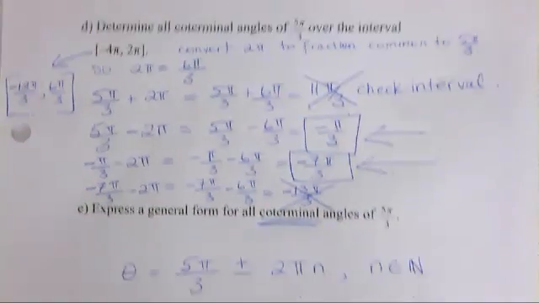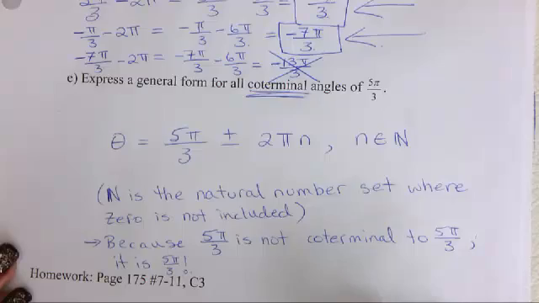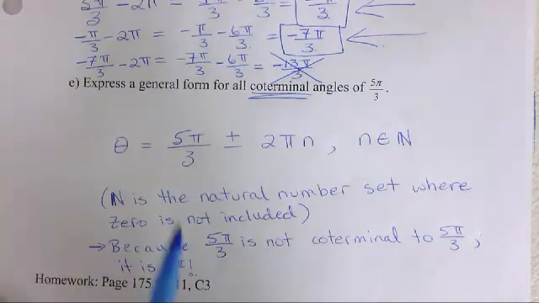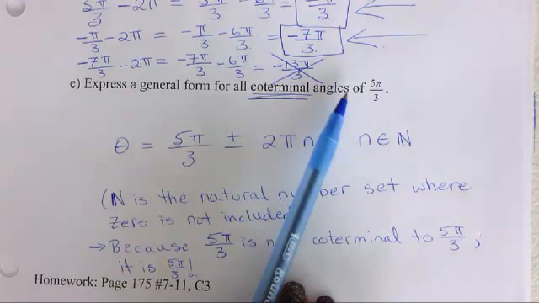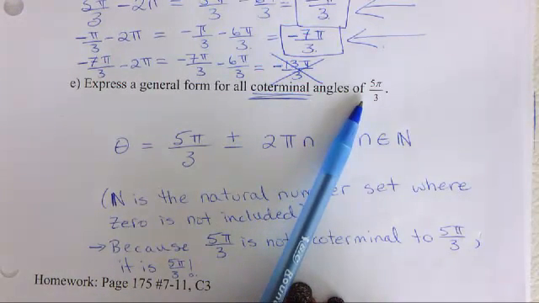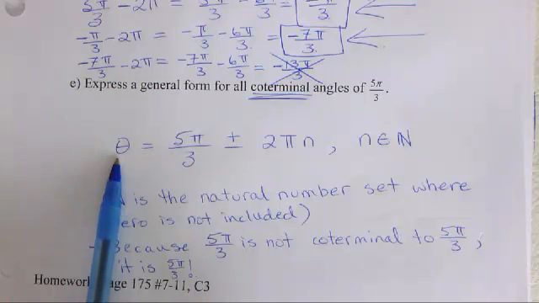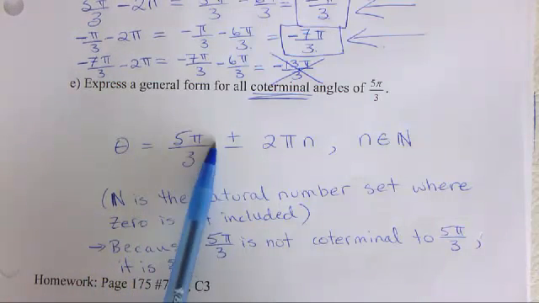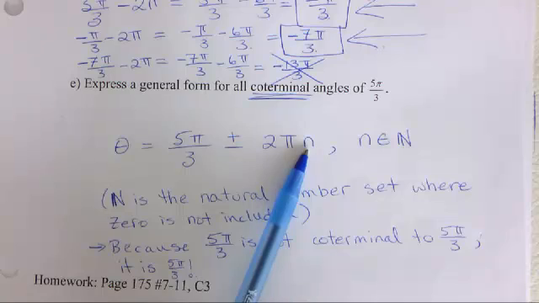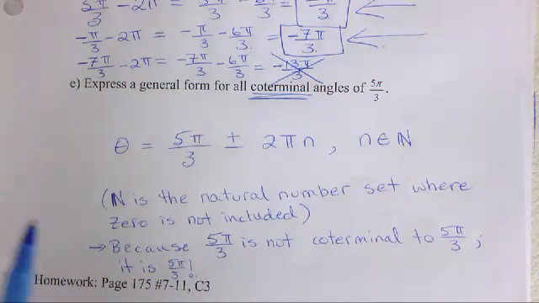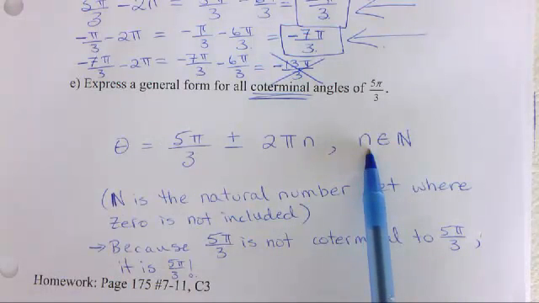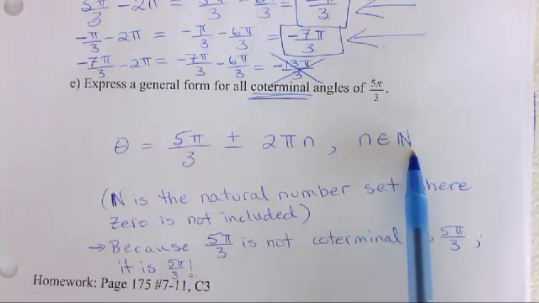All right, now the last one here, before you guys have some textbook questions to do, is express a general form for all coterminal angles of 5 pi by 3. Now, the definition of coterminal is that it shares the same terminal arm. We write this as theta equals 5 pi by 3 plus or minus 2 pi n. Now, this is multiples of 2 pi, so full revolutions. And then here, n is an element of the natural number set.